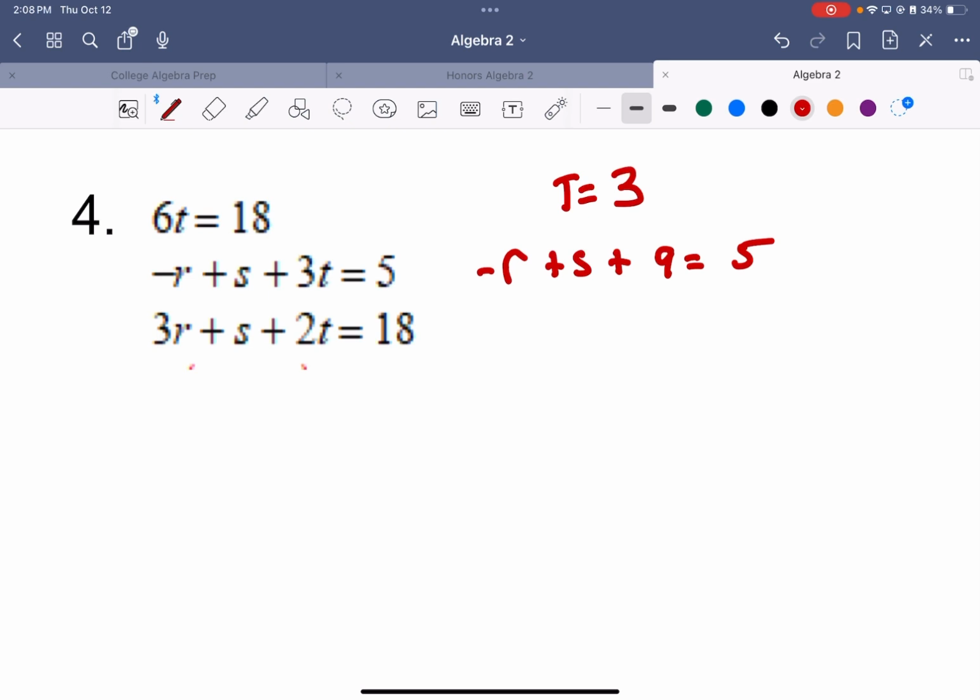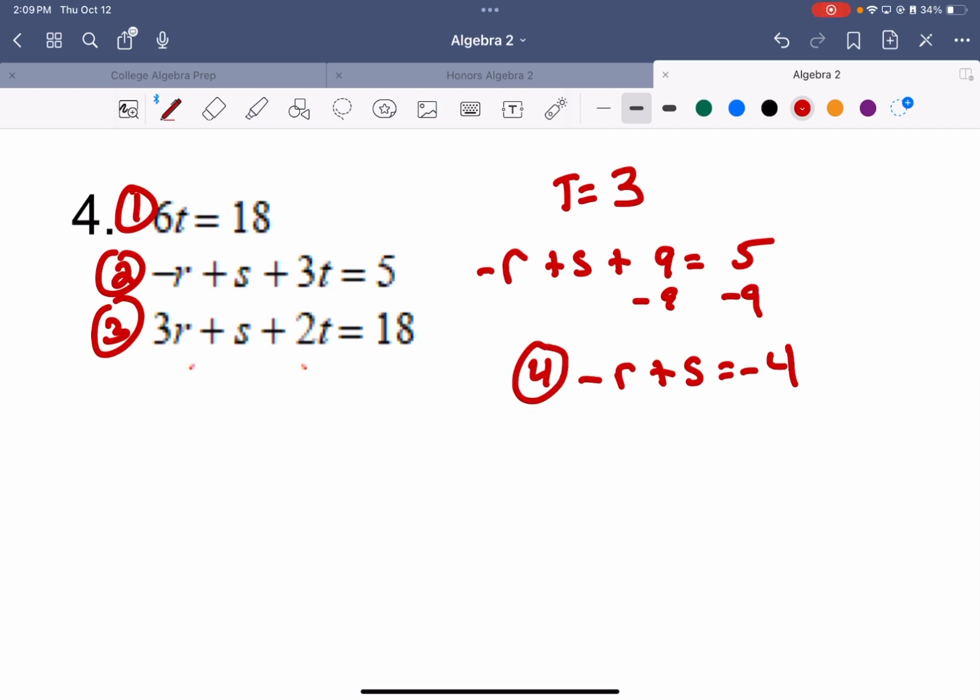Should we leave it like that, or should we put the numbers together? Put the numbers together. So I'm going to subtract 9. Did everybody see where I got the 9? So that's negative r plus s equals negative 4. Okay, and I'm going to make that my fourth one. I'm just going to highlight it because I can.